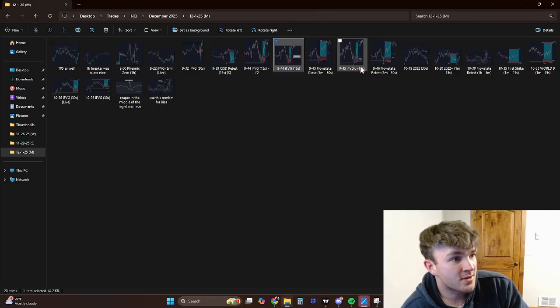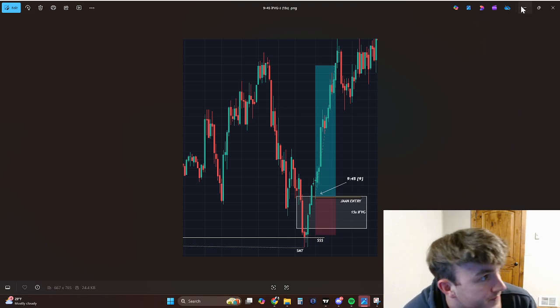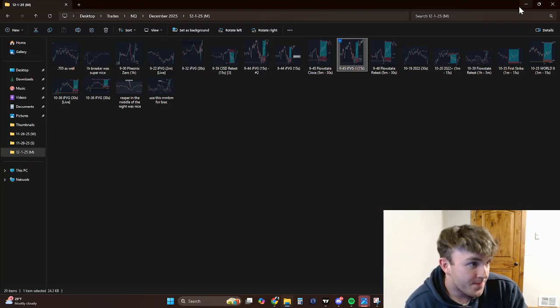You can see that occurs right here. So I call this the Jan entry, where after you get the inversion, you can enter on a retrace. That occurs right at 9:45, that 369 time. And then we expand. So I think this was one of the two trades of the day.